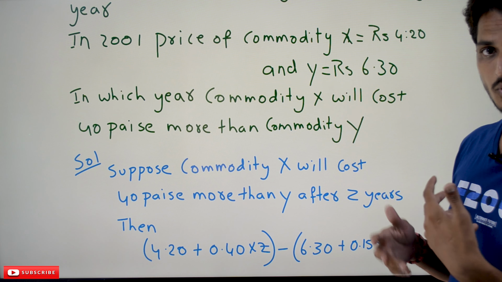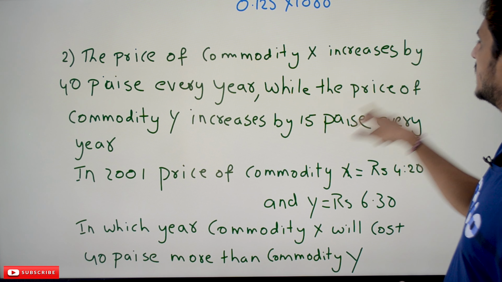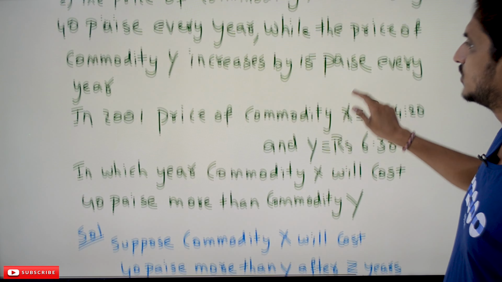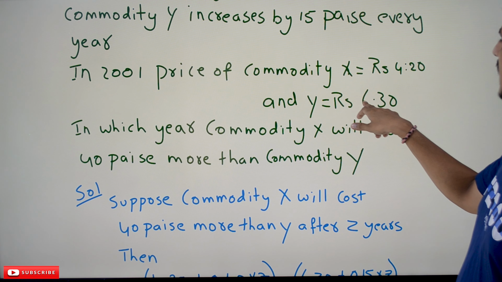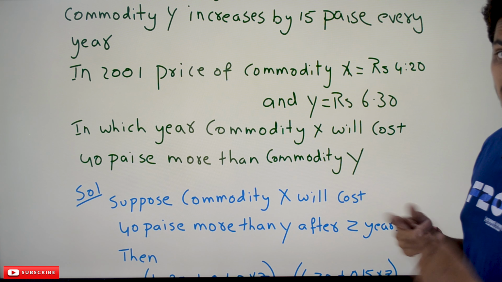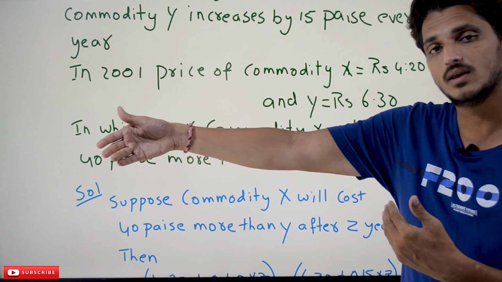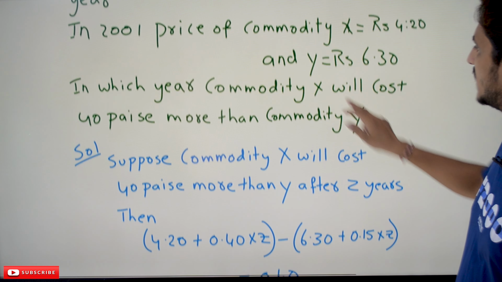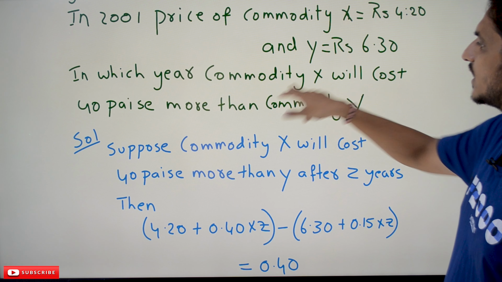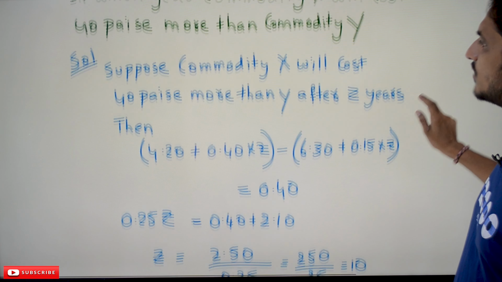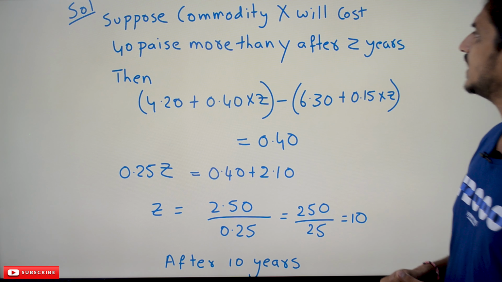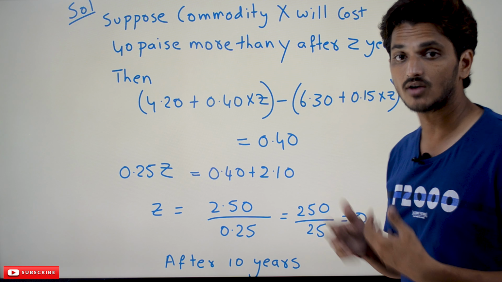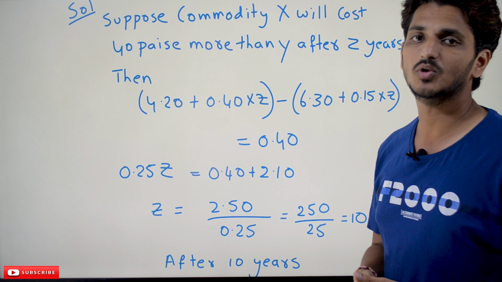See, every year both the prices are going to increase. Commodity X increases by 40 paise and commodity Y increases by 15 paise. In 2001 it is 4.20 and 6.30. In which year does X cross Y by 40 paise? That is what we have to identify. Suppose commodity X will cost 40 paise more than Y after Z years. We are assuming that after Z years it is going to cross commodity Y.